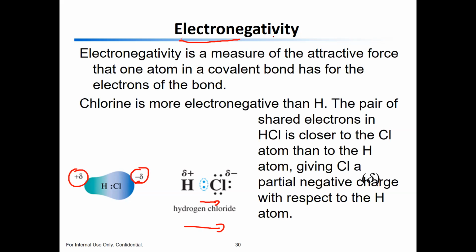Some atoms want electrons more than the other atom. If it wants it more, the electron's going to probably be on that atom more than the other atom. And when the electron's more on one side than the other side, we're going to have a slight charge difference. Partial negative on one side, partial positive on the other side. Okay? And that terminology is called electronegativity.